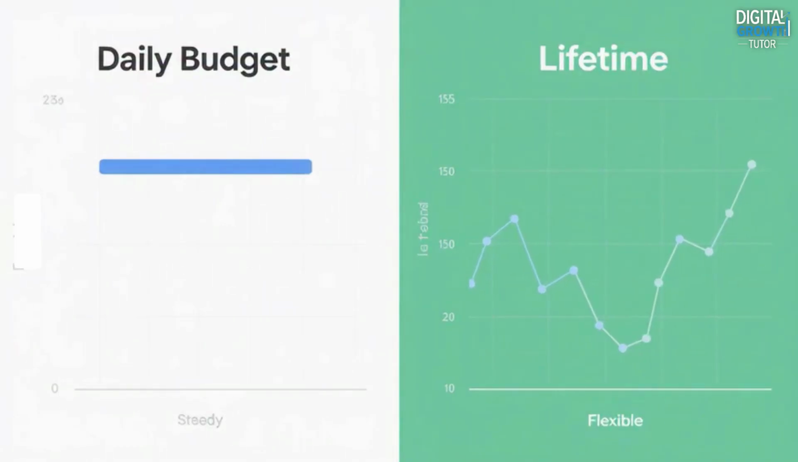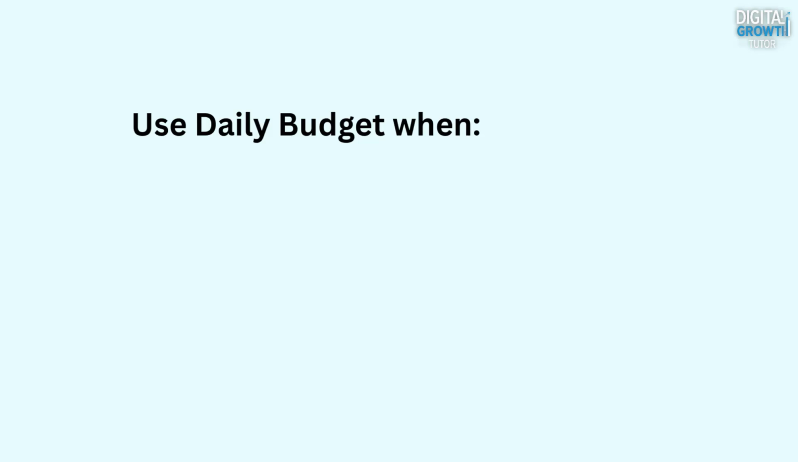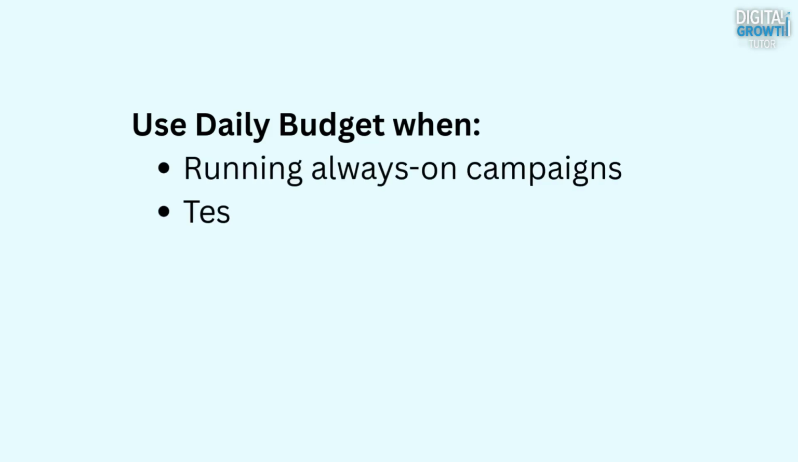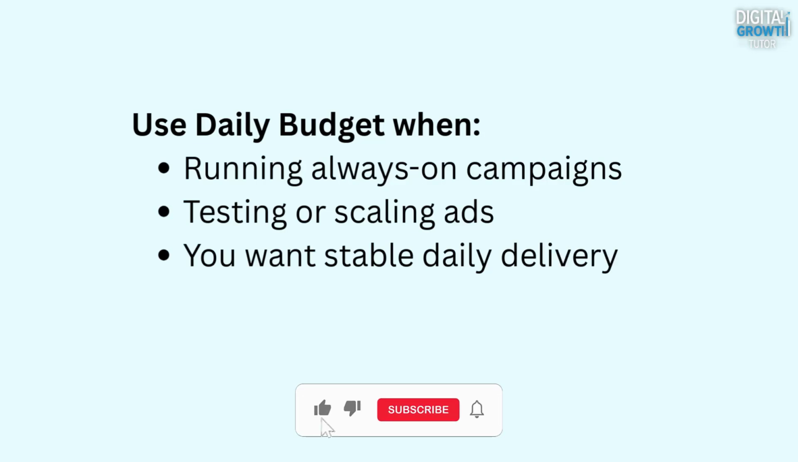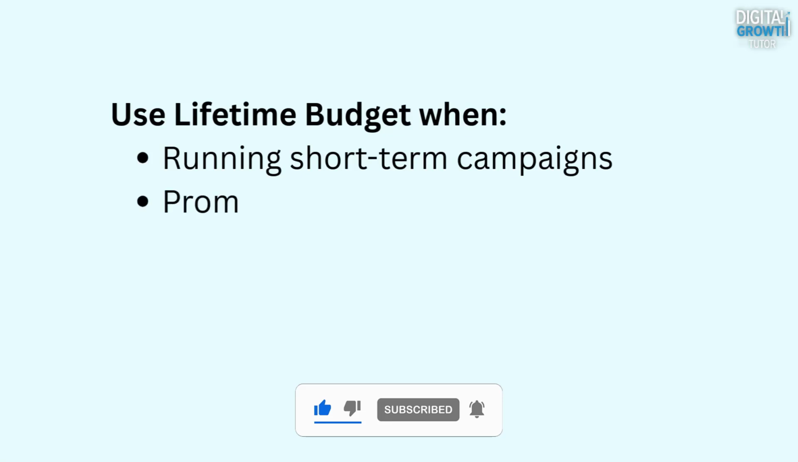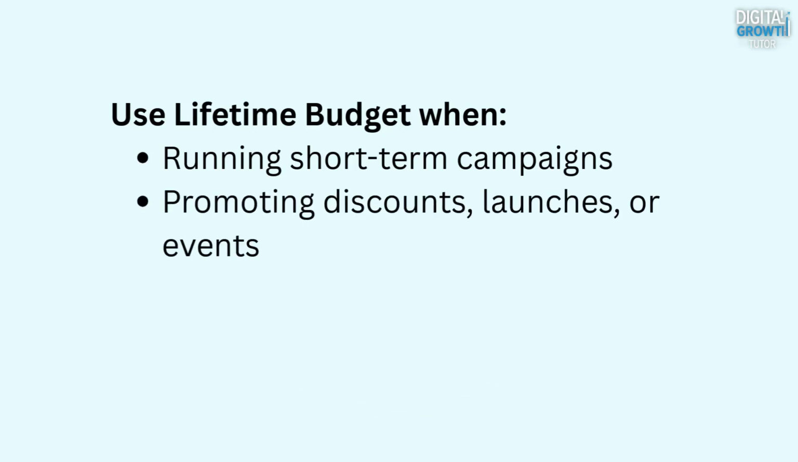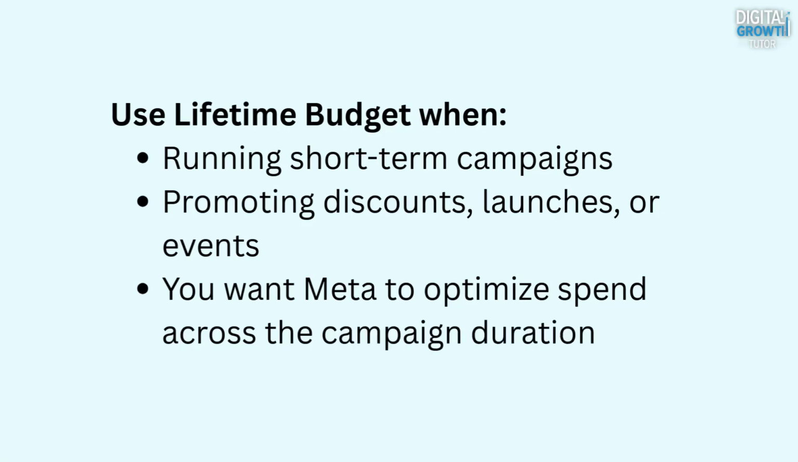Now, which one is better? There's no one-size-fits-all answer. It depends on your campaign goal. Use daily budget when running always-on campaigns, testing or scaling ads, or when you want stable daily delivery. Use lifetime budget when running short-term campaigns, promoting discounts, launches, or events, and when you want Meta to optimize spend across the campaign duration.